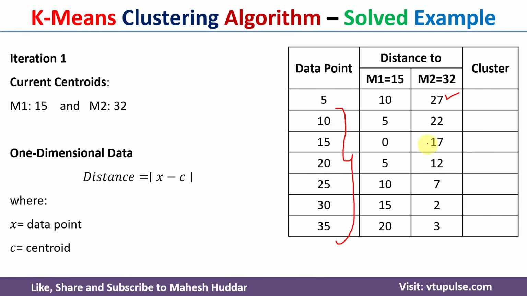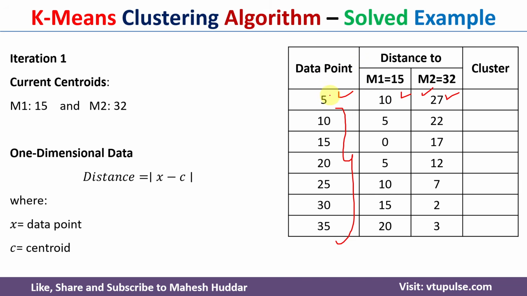Once you find the distances with respect to M1 and M2, next we need to assign these data points to one of the clusters. While assigning these data points to one of the clusters, we need to check the distances and see which distance has the minimum value. For that one, we will assign the data point.